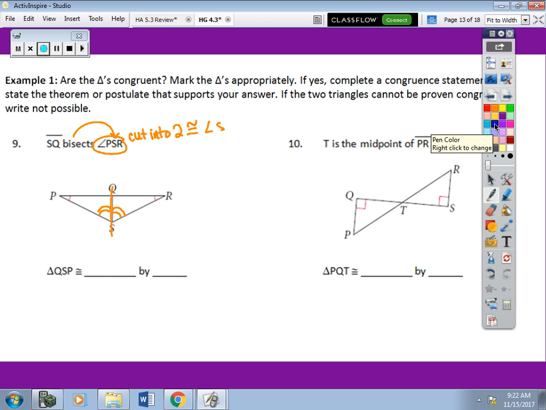shared side. We're not seeing it. Do we see a shared side? Okay. Usually it's students' favorites. It's the first thing they mark down. It's the first thing they write in their proof.